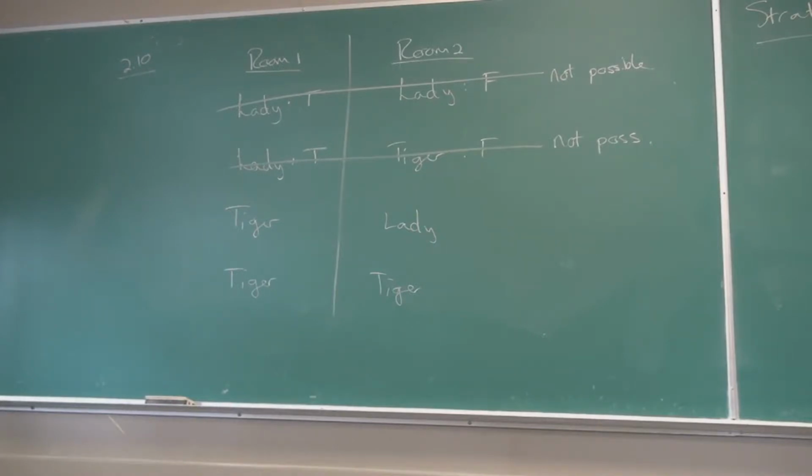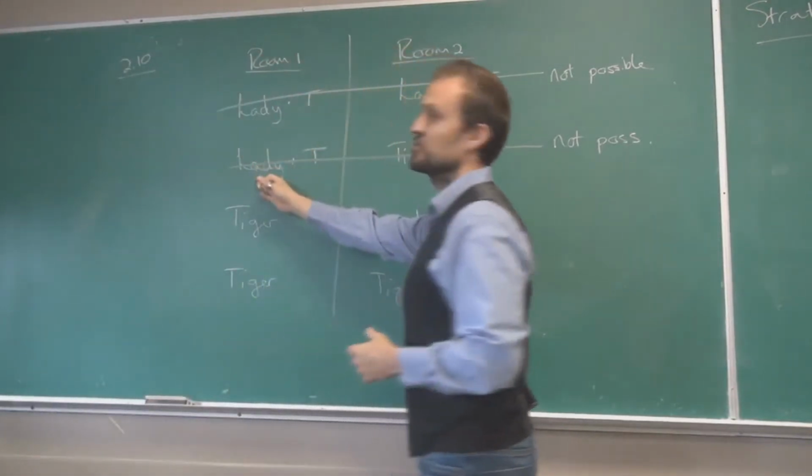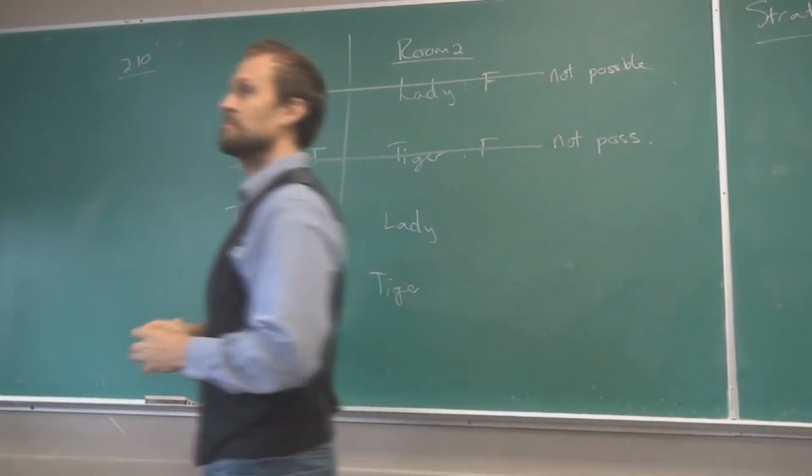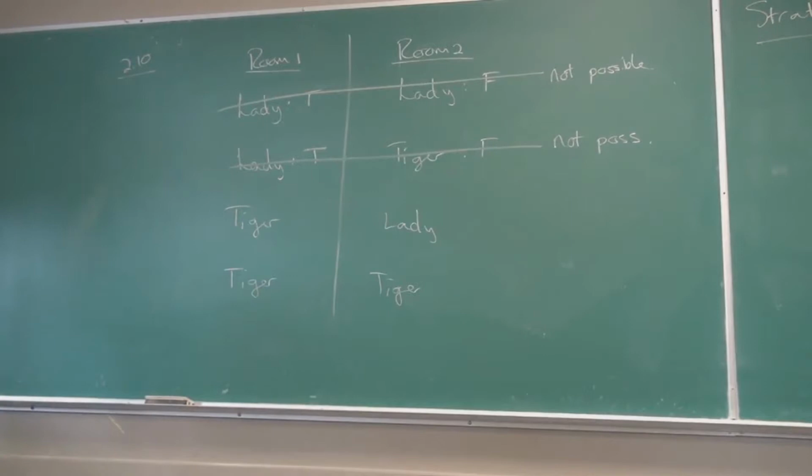Maybe slightly stupid. Why is... There are no stupid questions. Why is it false for room 2? Because room 2 says a tiger is in the other room. So from room 2's perspective, this is the other room. There isn't a tiger in there. Okay. So it's relative to the room. Thank you. There are no stupid questions.